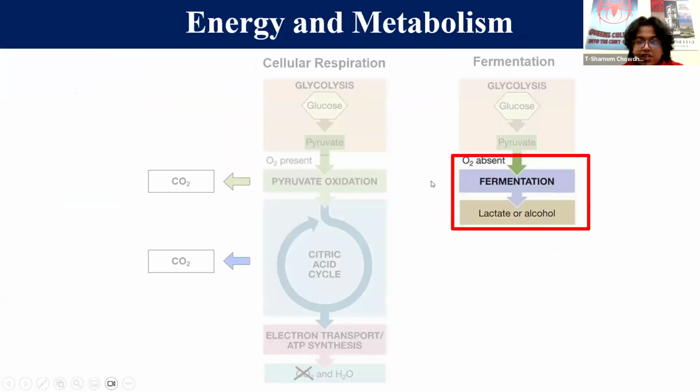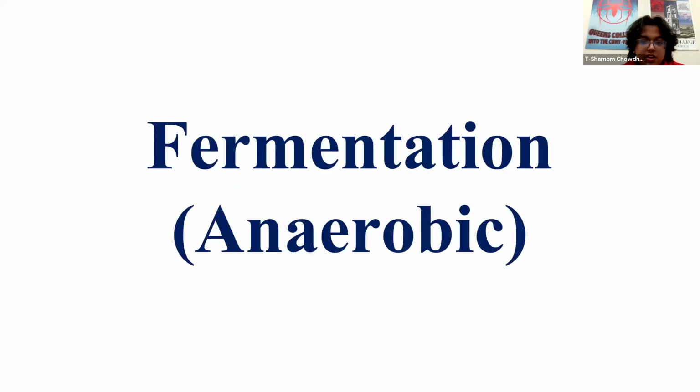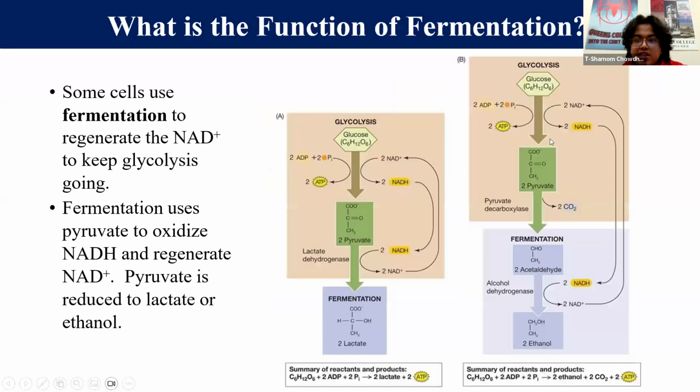So now I'm going to talk about fermentation. Fermentation is essentially trying to replenish the pyruvate or replenish the NADP plus so you can keep the process of ATP going. As I mentioned before, fermentation only produces 2 ATP. Cellular respiration, which is the main way we get energy, produces 32 ATP. So for certain bacteria, they use fermentation. Some cells use fermentation to regenerate NADP plus to keep glycolysis going.